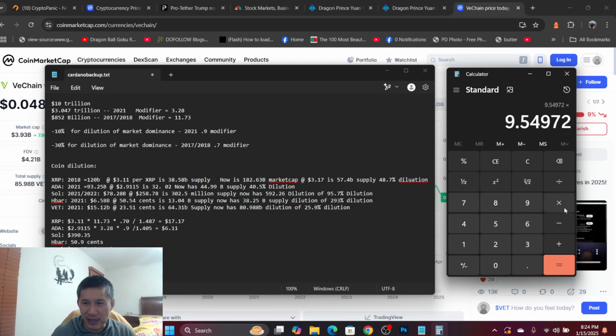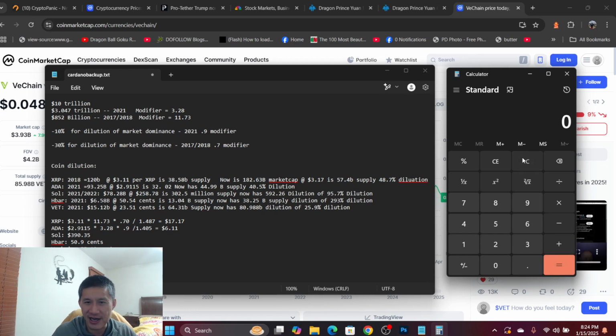And then you have to multiply it by 0.9, which is the dilution factor, and divide it by the actual coin dilution of 1.405. And after all of that, you get about $6. So ADA does have 40.5% more coins than it did back when it achieved its all-time high in 2021.